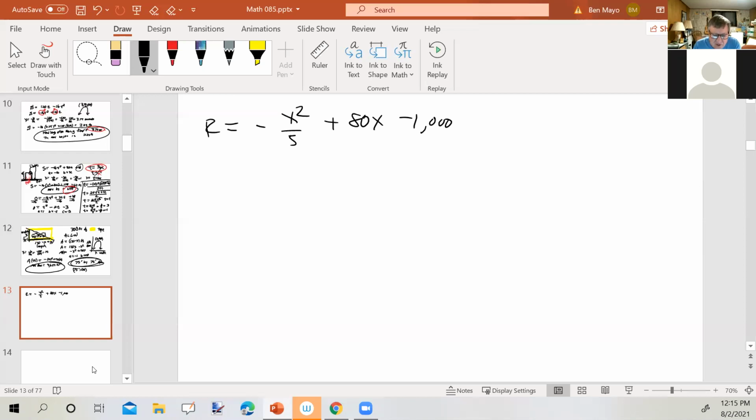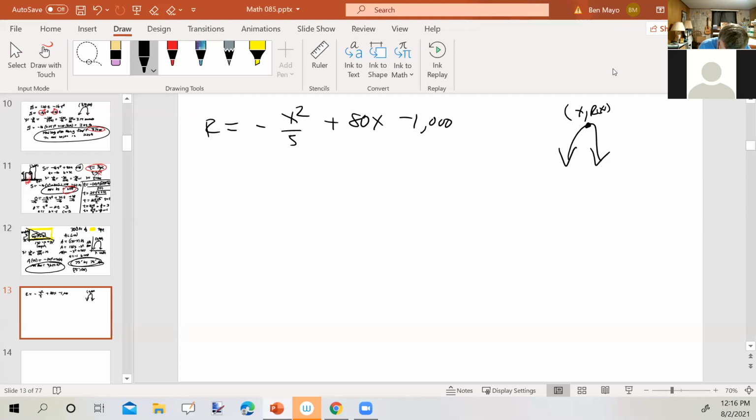Well, this is a second degree equation. The leading coefficient is negative, so that means it's going to open downward. So your vertex is going to be your maximum. So this is going to be X, R of X, if you will. That would give you the X value, the number of stereos needed to be sold to maximize the revenue. And the R of X, or R, would be the revenue produced. Okay.